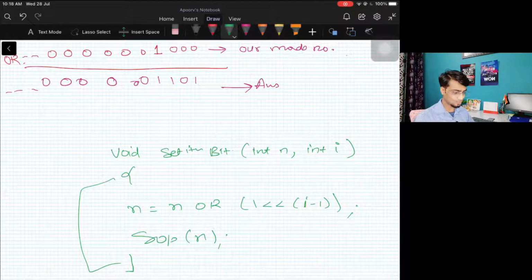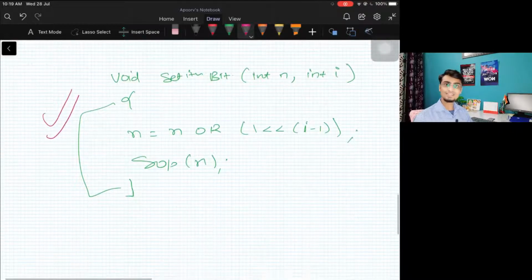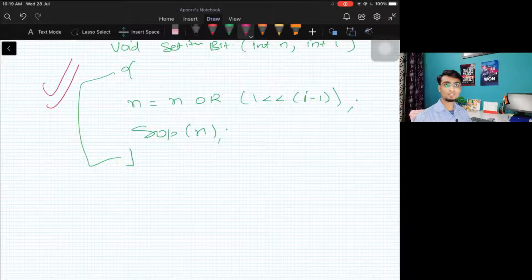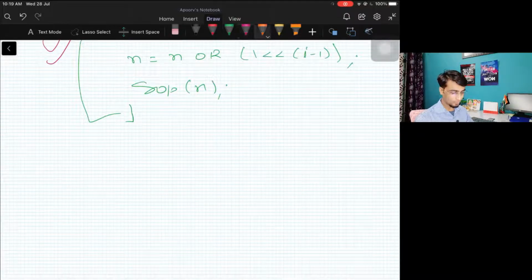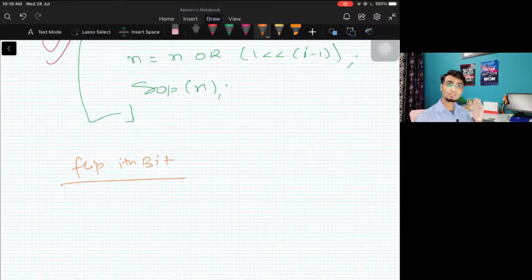The second part of the video is also clear. Now let's move on to the third part of this video, which is to flip the ith bit of a number. How do we do that? So in order to flip the ith bit, if the bit was originally 1, we need to make it 0, and if that bit was 0, we need to make it 1. What do we use? You guessed it right, we use the XOR operator for that, right?